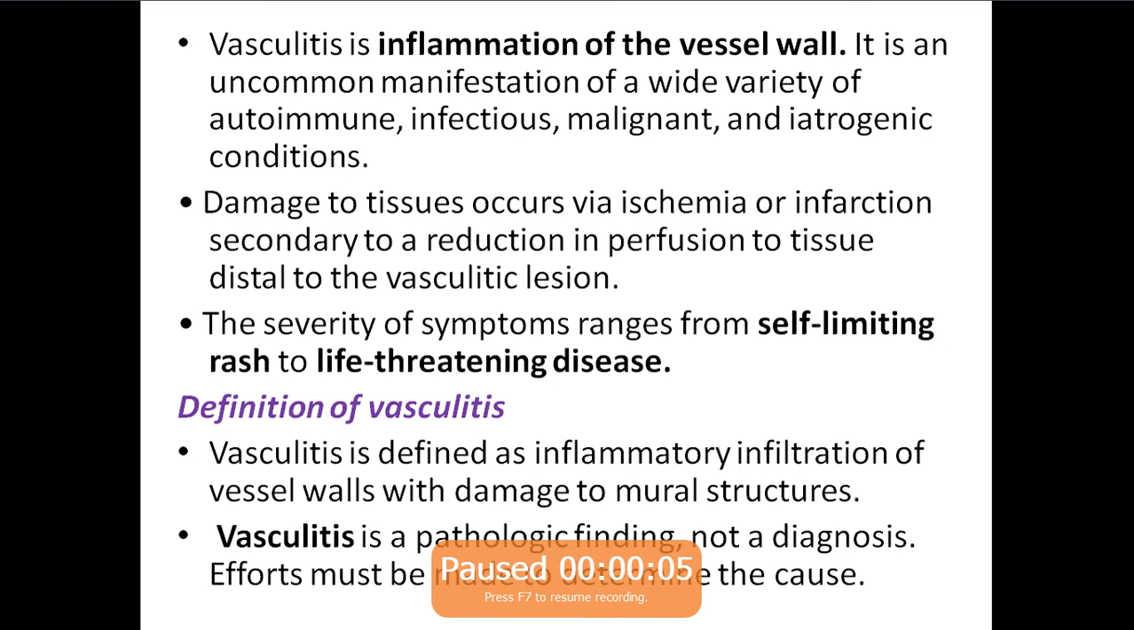Ischemia or infarction, secondary to a reduction in perfusion to tissue due to the vasculitic lesion, leads to cell death and eventually organ death. The severity of the symptoms ranges from a self-limiting rash to life-threatening disease. So how do you want to define vasculitis?